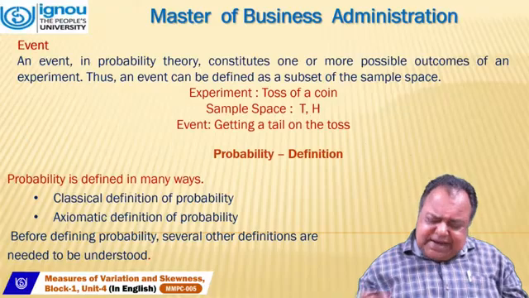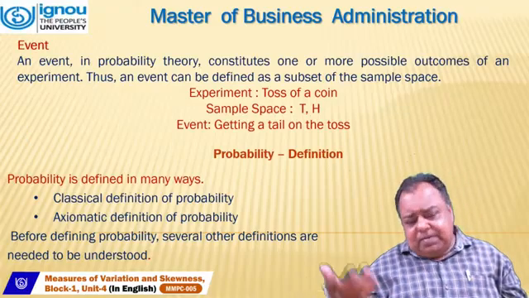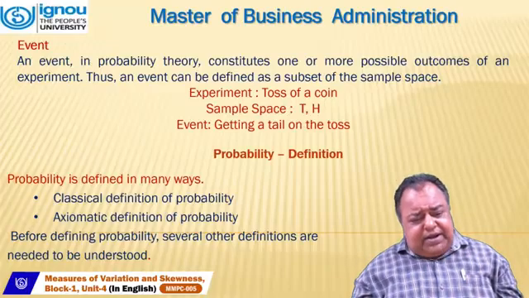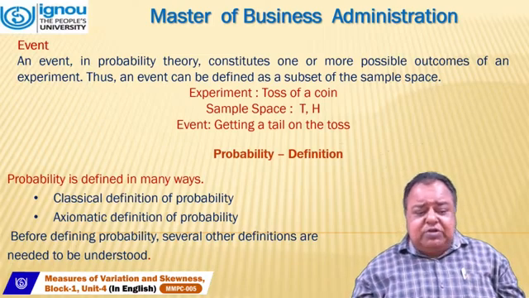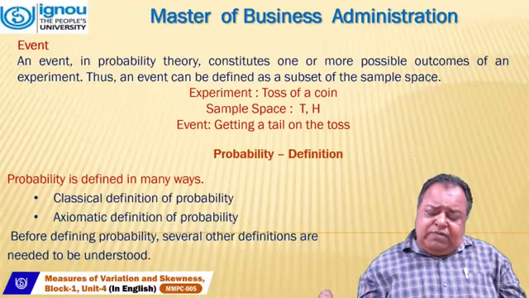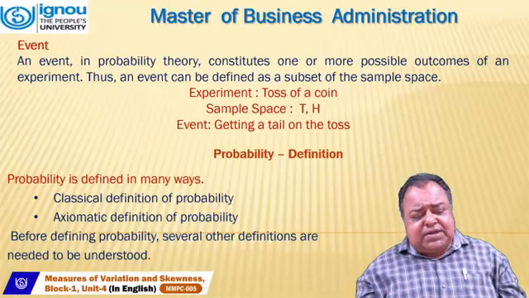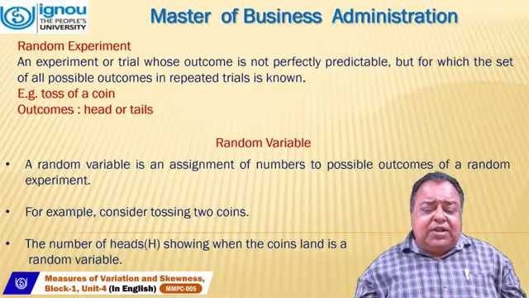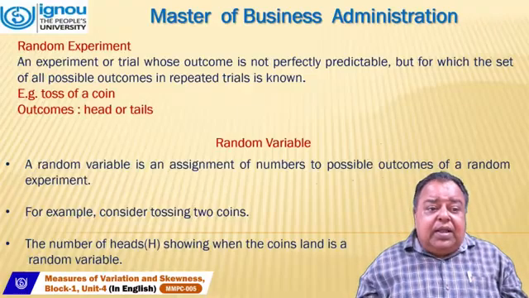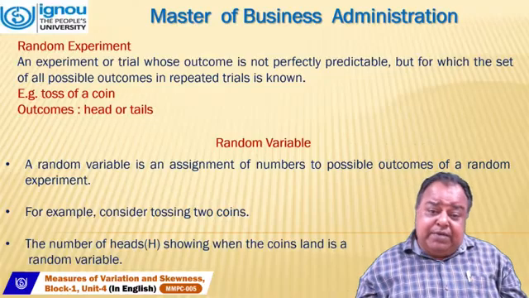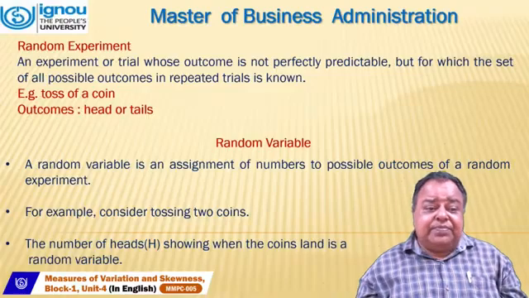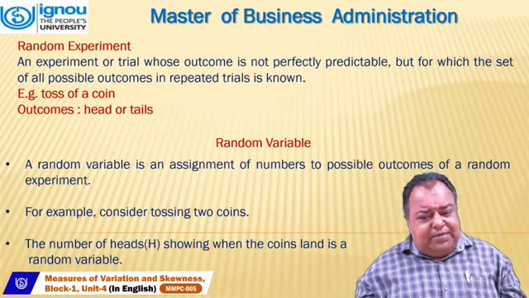What is the exact definition of probability? Probability can be defined in two ways. The first one is the classical definition of probability, and the second one is the axiomatic definition of probability. Before defining probability, several other definitions need to be understood. What is a random experiment? An experiment or trial whose outcome is not perfectly predicted, but for which the set of all possible outcomes is known and can be repeated. A trial is small, that is, the toss of a coin, where the outcome will be either a head or a tail.